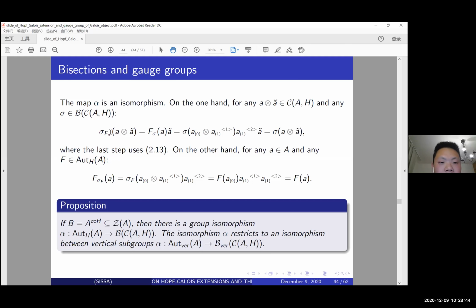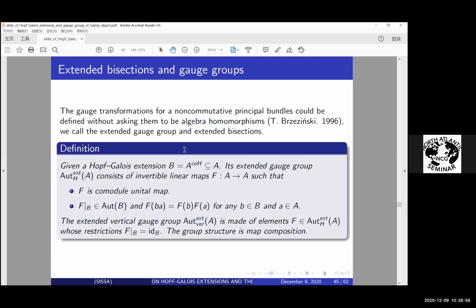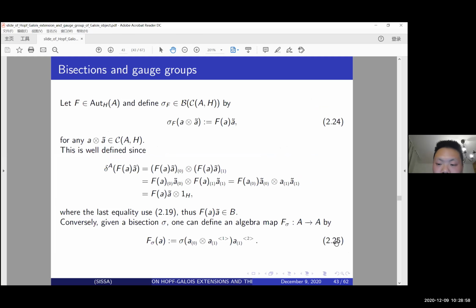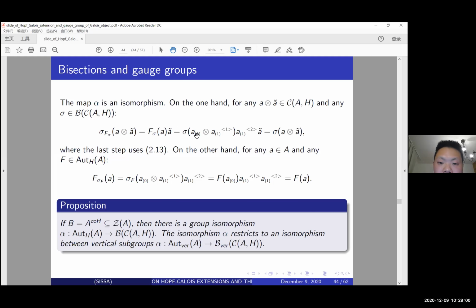So on one hand, we have sigma F sigma of A tensor A tilde is equal to F sigma A times A tilde. This is just the definition given here. In the second step, we use again the relation 2.25. Then we get it is equal to sigma of A0 tensor A11 times A12 A tilde. And finally, we use again the definition of the bisection.